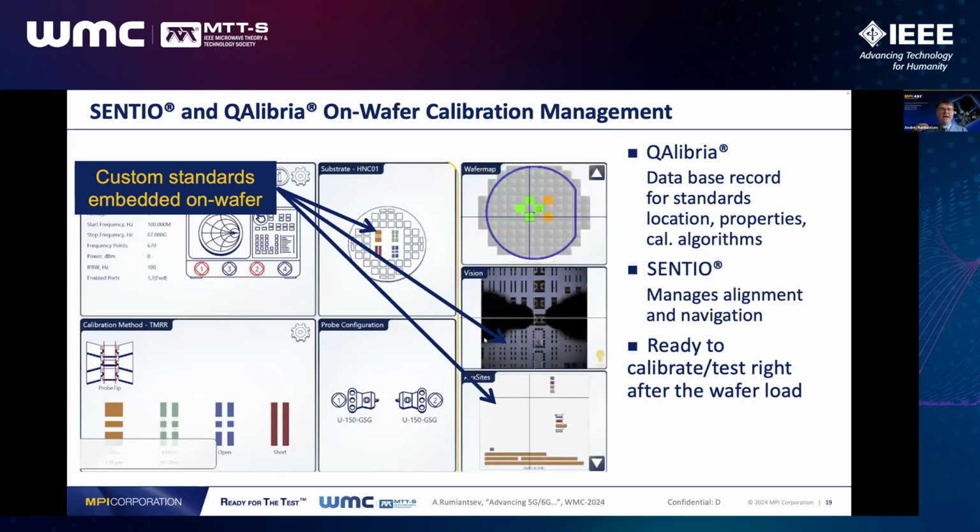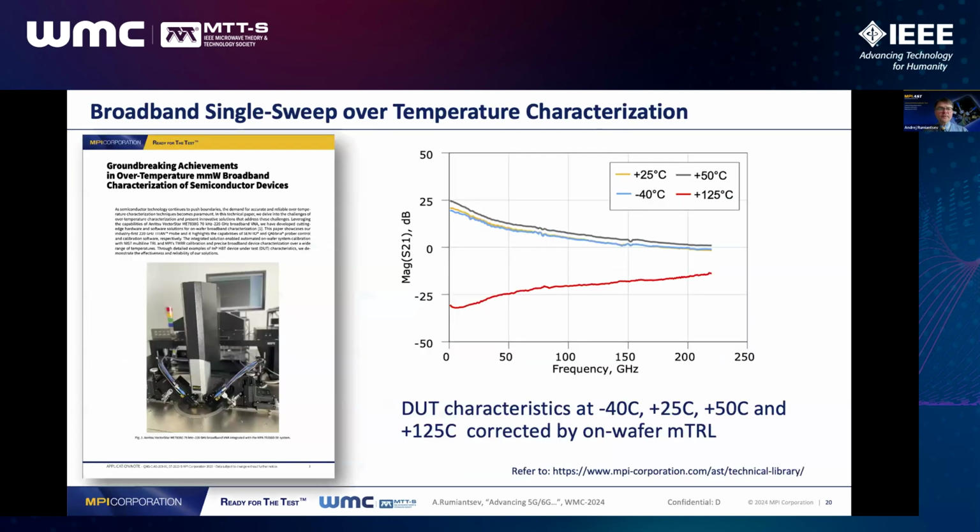Calibria, the calibration software, manages the location of calibration standards, electrical properties, and the calibration algorithms. And Sentio, the probe control software, manages the alignment and the navigation around the calibration standards, and probe-to-pad alignment and the contact height definition. We recently published an application note, which can be found in the MPI website technical library, which discusses the challenges and solutions for over-temperature device characterization at wide frequency and temperature range.